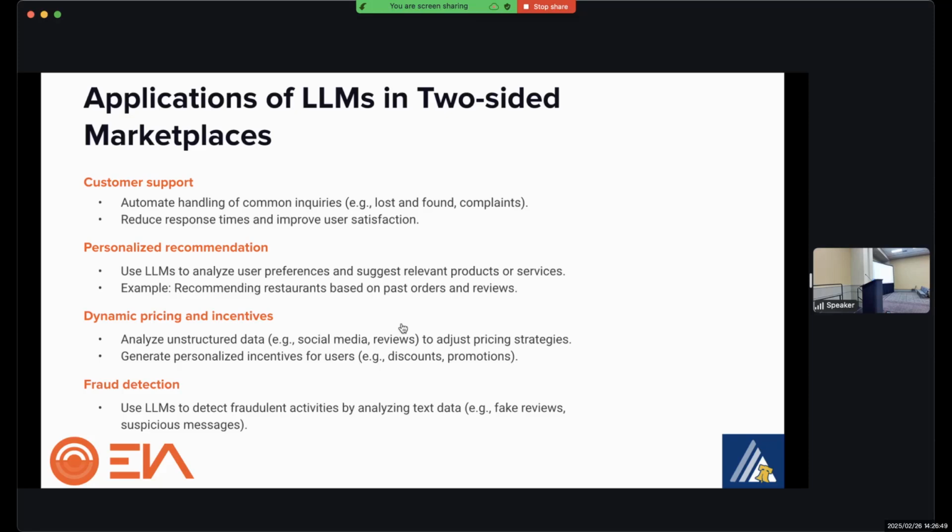The second type of example is personalized recommendation, right? So we can use LLMs to analyze user preferences and to suggest relevant products and services.